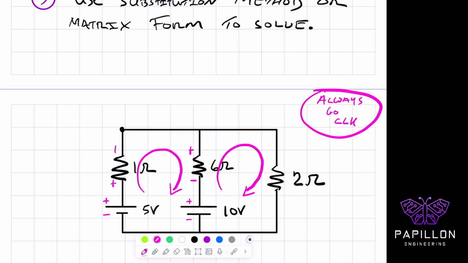Now we have to label our current as well. So I'm going to give it a name. I'm going to call this IA for the left-hand loop. And then we're going to call this IB for our right side loop.